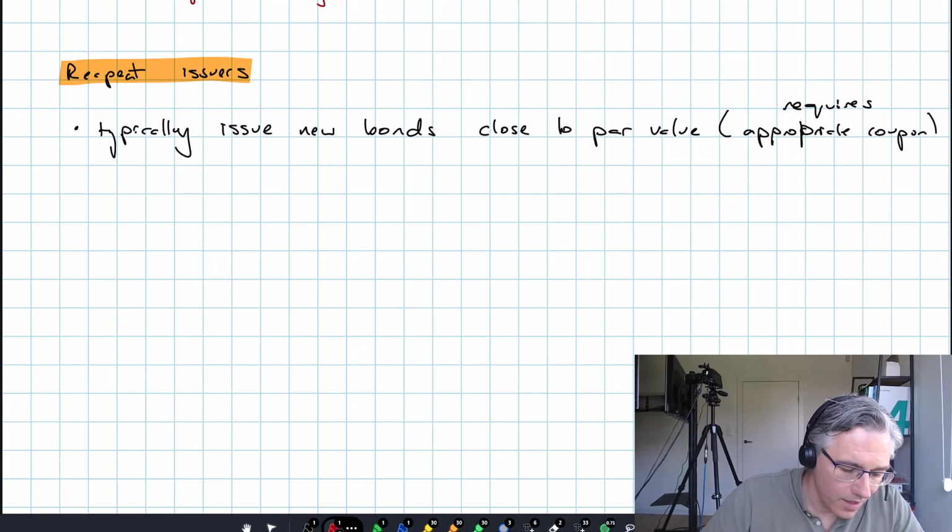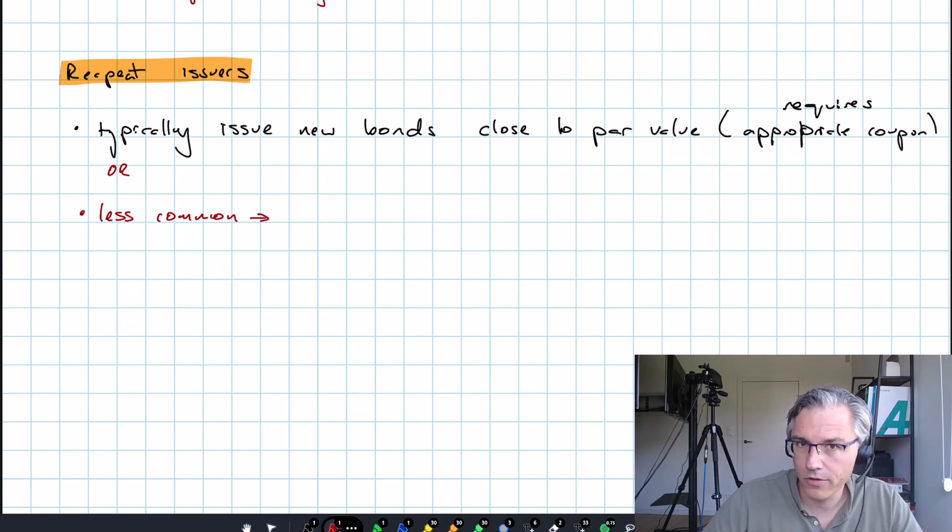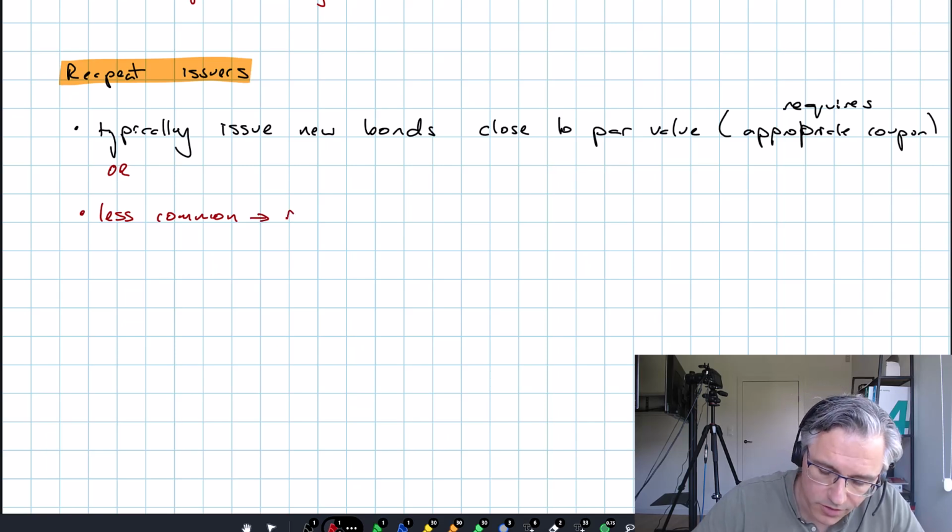However, an alternative, and this is definitely less common among corporate issuers, but very common among governments, for example, is to do a reopening.